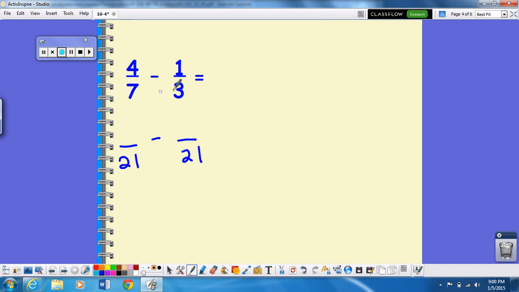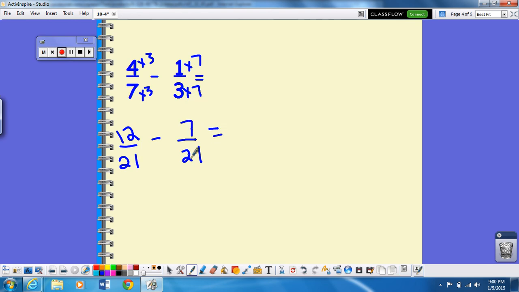There again, you can just multiply them. So to get from 7 to 21, I did times 3, which means I have to do times 3 up here. 4 times 3 is 12. So I know 4/7 and 12/21 are equivalent fractions. For this fraction, 3 to 21 would be times 7. So this is 1 times 7 is 7.